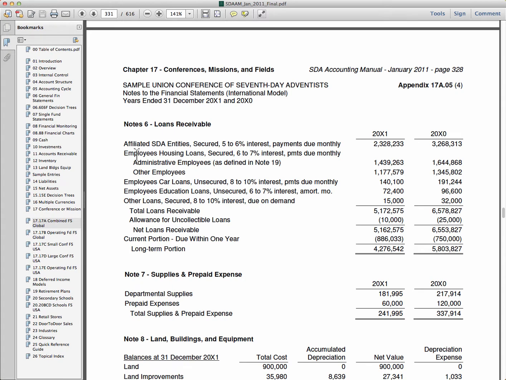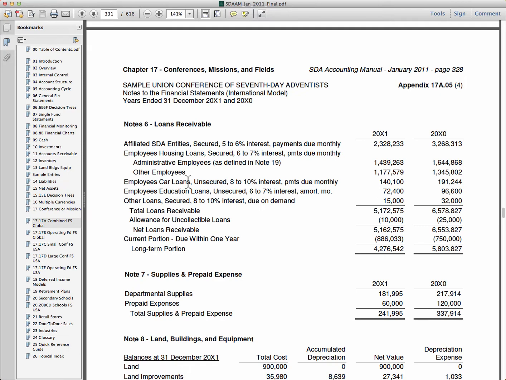Okay, let's look at housing loans. Employee housing loans. Okay, notice right away, so we can keep everything sort of all together, that the administrative employees are being shown differently than other employees. Okay, so however we defined administrative employees up there in a previous discussion about administrative employees, all of those employees that are on the executive committee, their loans have to be shown separately.